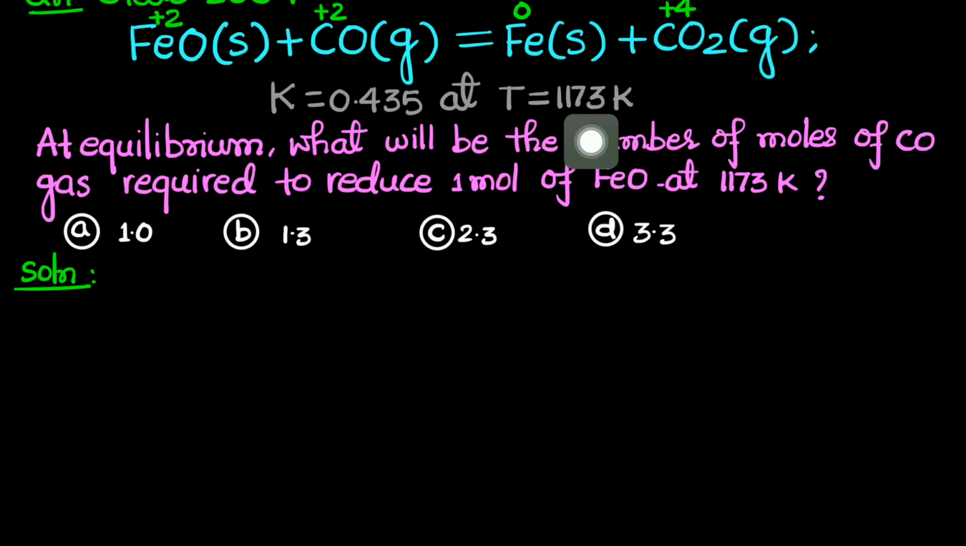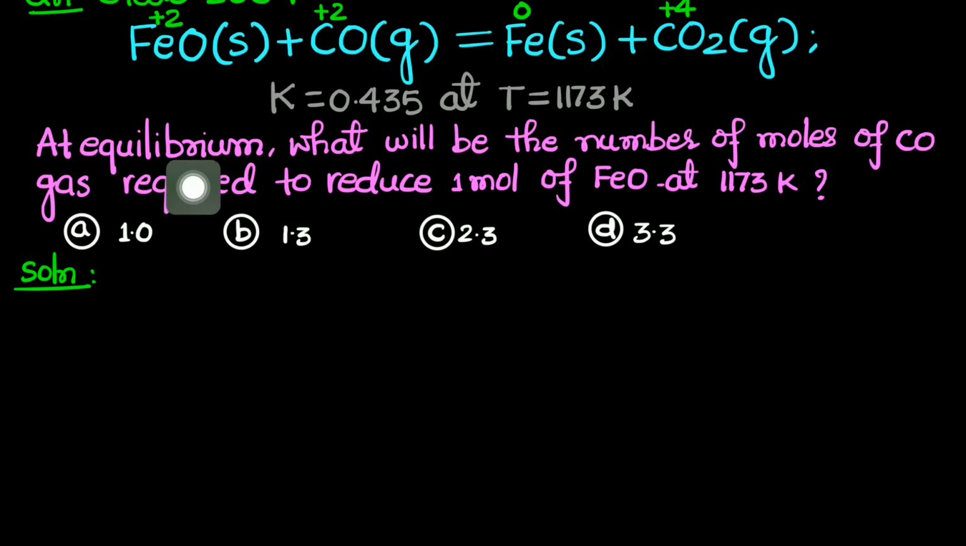We know that the equilibrium constant depends only on the temperature. It does not depend on the amount of the reactant or volume or concentration. It only depends on the temperature, and the temperature is 1173 Kelvin.